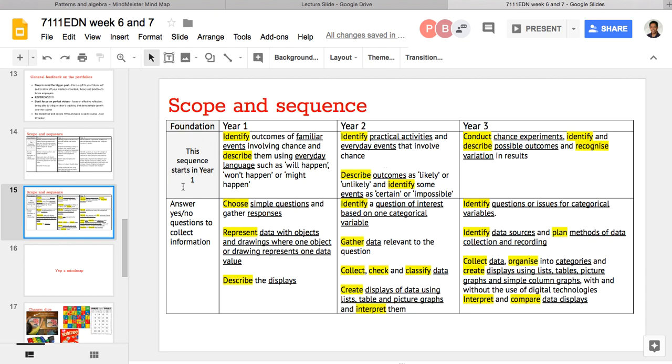So this is statistics and probability, and this is data display. Okay, so this is statistics. Sorry, this is probability up here, and this is the statistics substrand. So once again, we've highlighted verbs and nouns. Notice again, familiar events, identifying outcomes, familiar events, everyday language, okay? Choosing simple questions. So hopefully you're really getting to understand the constructivist nature of the curriculum.